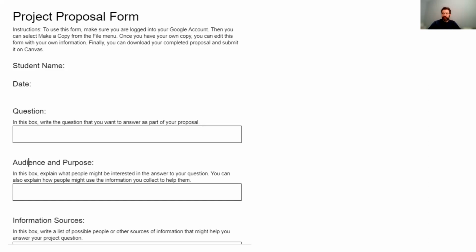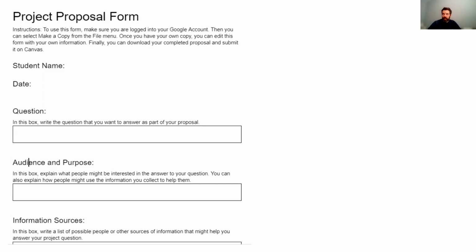Information sources, here's where you would write down some places or people or internet sources that you think might help you. Again, if I'm thinking about my flooding one, I might want to do some internet searches to see if there are some good resources that discuss flooding and how to reduce flooding problems. And so I might write some of those down.